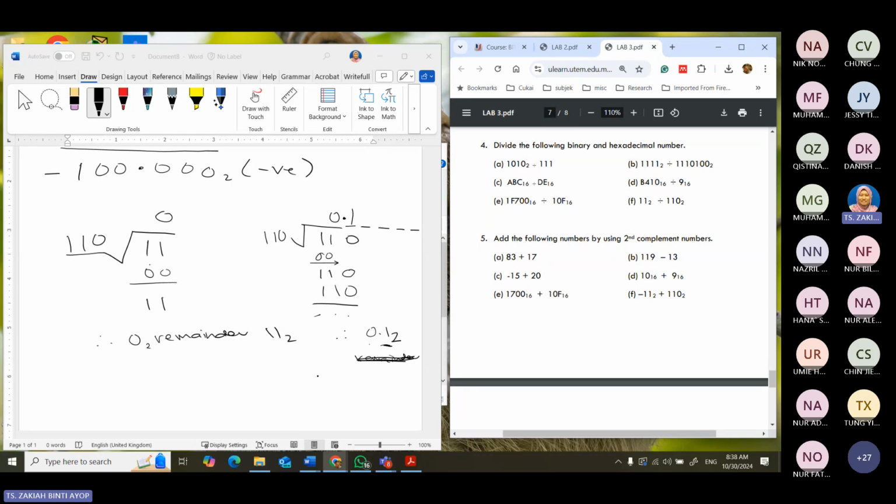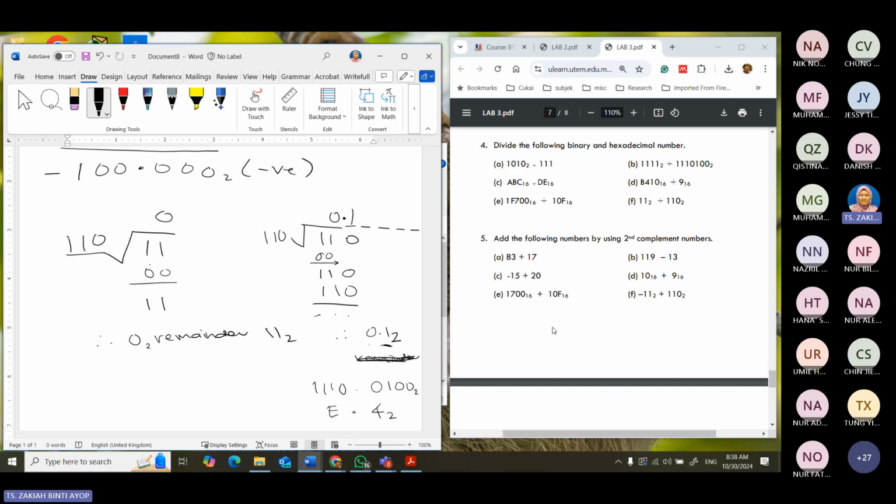So let's say your answer is 1110 dot something 0 1, 00 base 2. Then this is the final answer, and then you need to convert it to hexadecimal. When you convert it to hexadecimal, this should be E dot 4 base 2. So that's it. You can also do that.